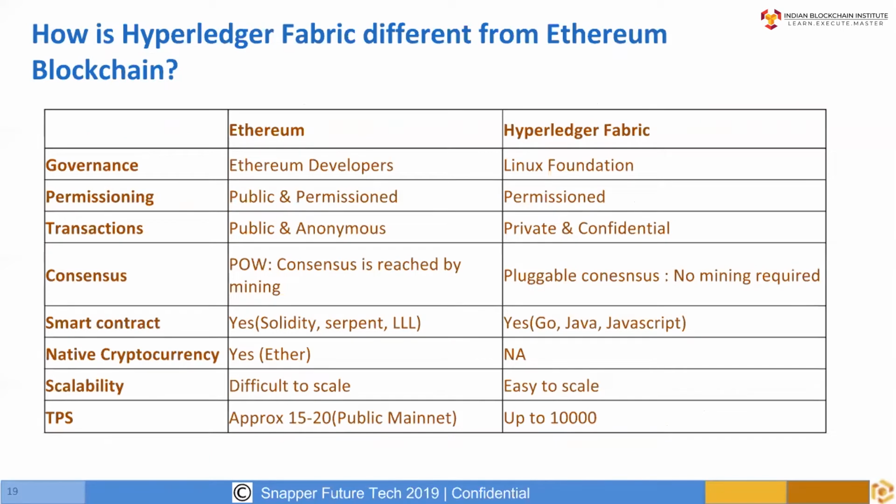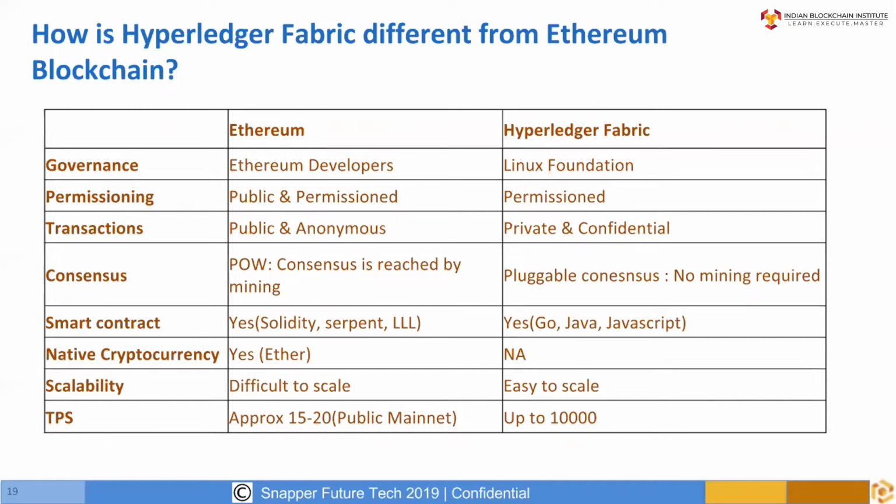So how is Fabric different from Ethereum blockchain? So in Ethereum, governance is by Ethereum developers, Fabric is by Linux Foundation. Permissioning, Ethereum is public and private, Fabric is only permissioned. Transactions are public and anonymous, if I'm talking about public blockchain. And in Fabric, the transactions are private and confidential. Okay? It is within your organization or two organizations.